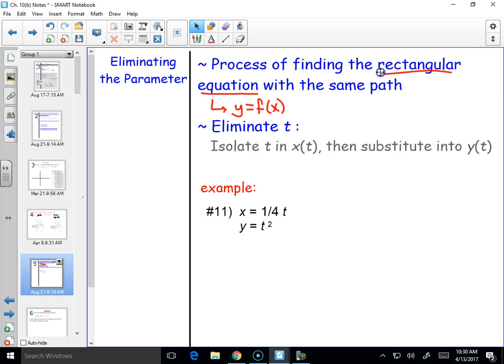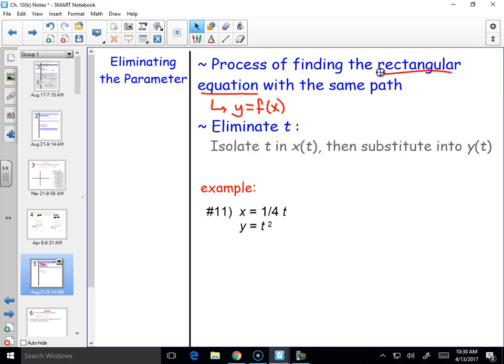Because your brains don't think parametrically in the sense of how to graph. You guys think rectangularly, in the sense of y equals x squared is a parabola, y equals mx plus b is a line, y equals square root of x is a square root function or a radical function. y equals 1 over x is a rational function and has an asymptote. You guys think rectangularly, it's how we've trained you to think about graphs and paths.